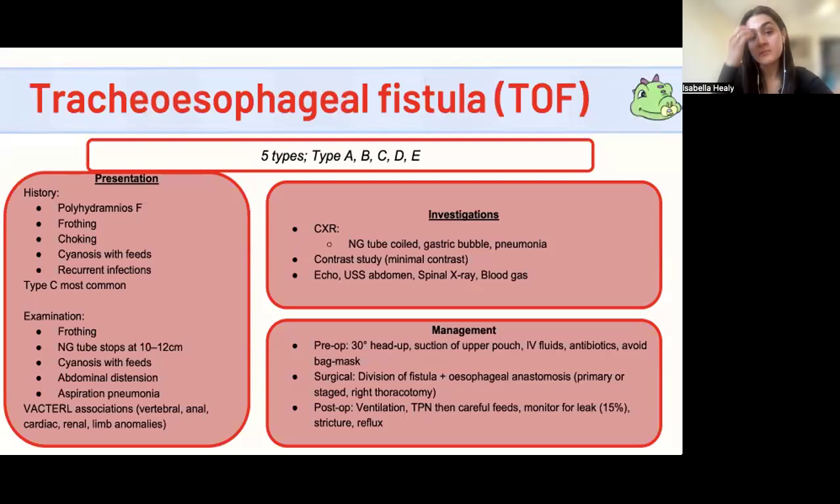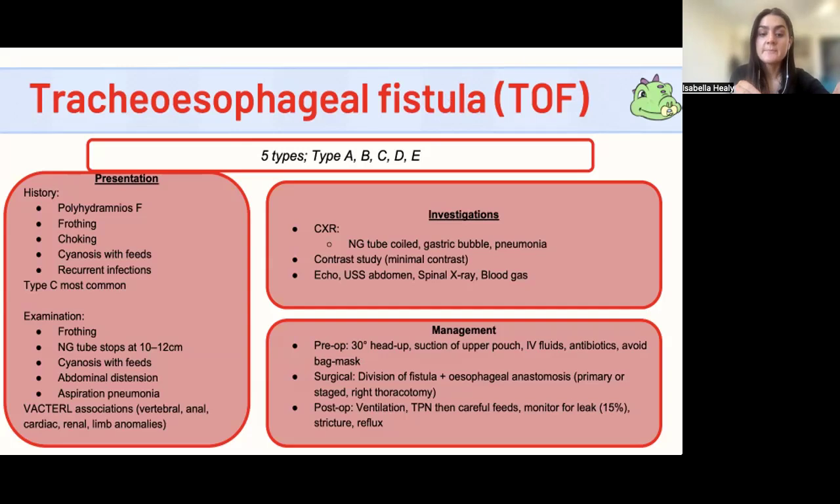Dramatic condition, usually antenatal history can involve polyhydramnios because the fetus can't swallow the amniotic fluid normally. There's a recurrent theme here. The classic presentation is the 3Cs, so choking, coughing, and cyanosis with feeds. They can have excessive salivation and frothing at the mouth because they can't swallow their own saliva, okay?